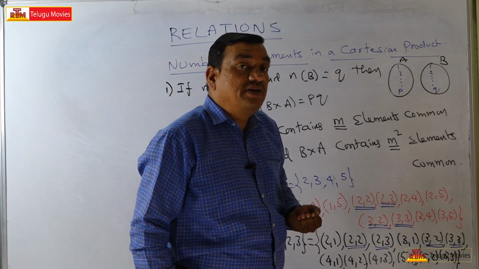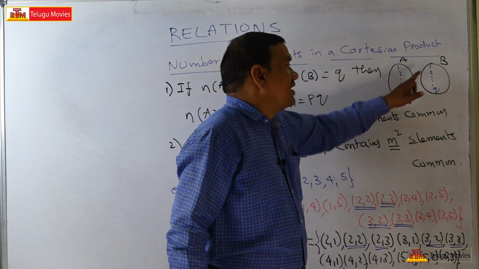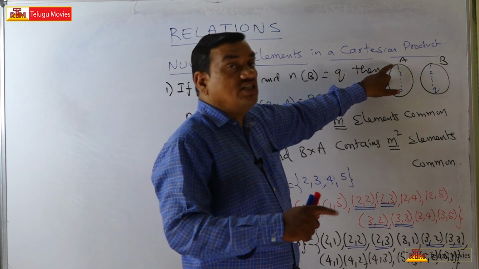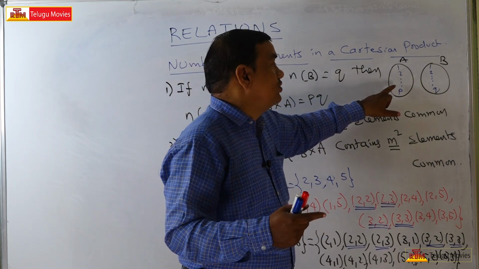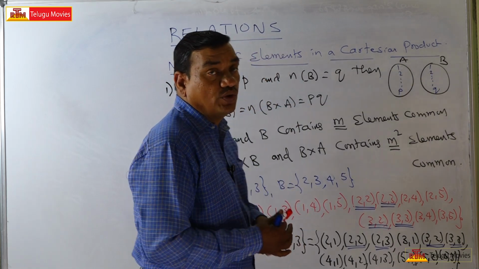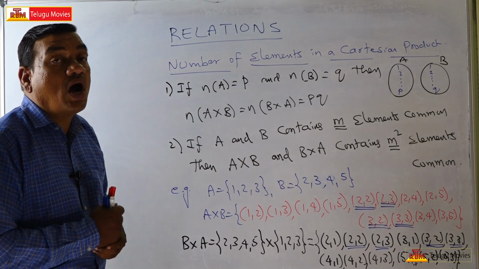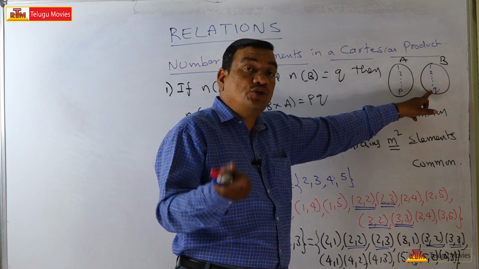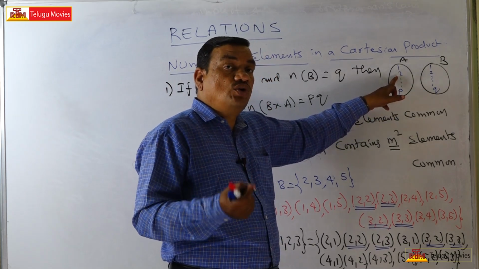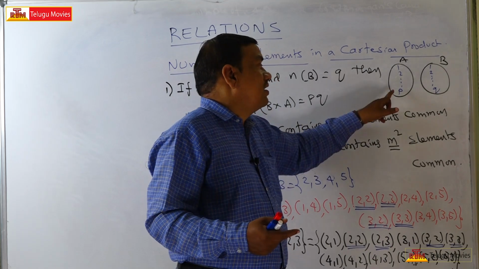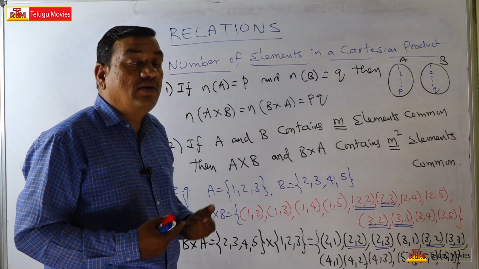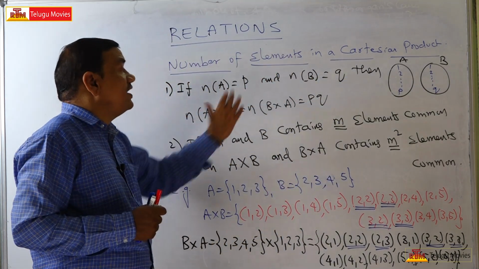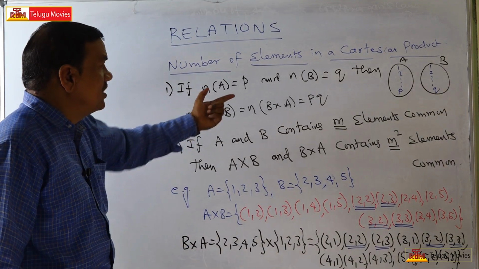Then 2, 1, 2, 2, 2, 3. That means the element is repeated how many times? Q times. Similarly P, 1, P, 2. Like that P is repeated how many times? Q times. That means 1 is repeated Q times, 2 is repeated Q times, and P is also repeated Q times. Altogether, how many ordered pairs will you get? Ordered pairs starting with 1: Q. Ordered pairs with first element 2: Q. Ordered pairs with first element P: Q. So on the whole, you get P into Q. That's all. That is the proof of this statement.